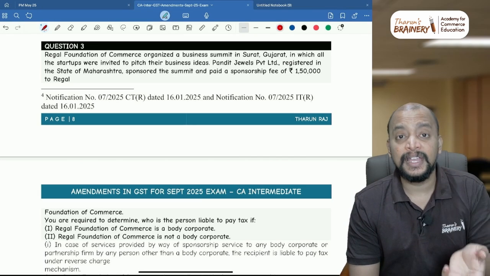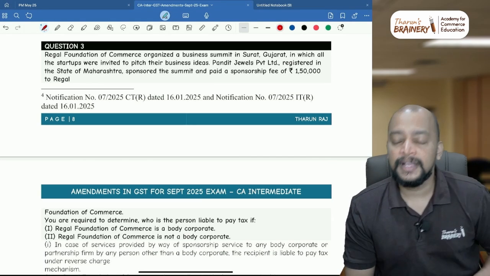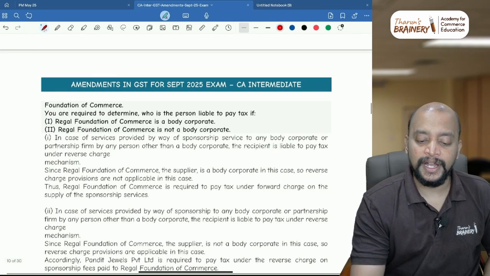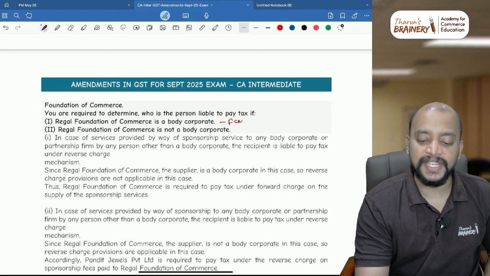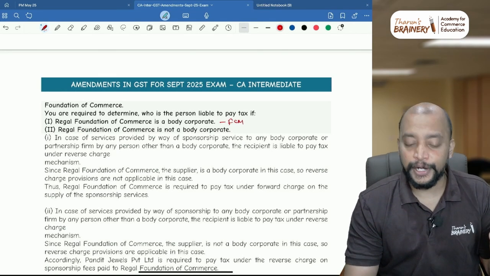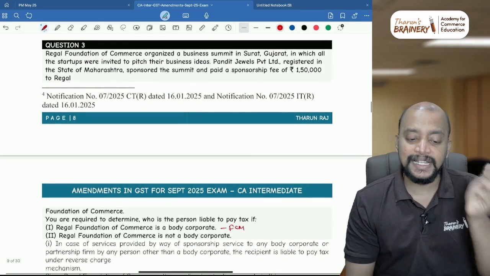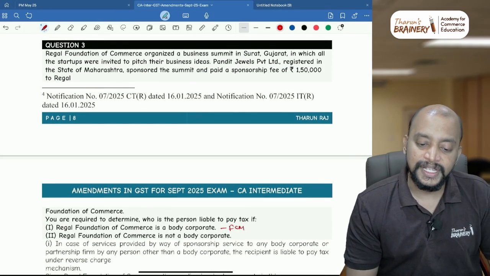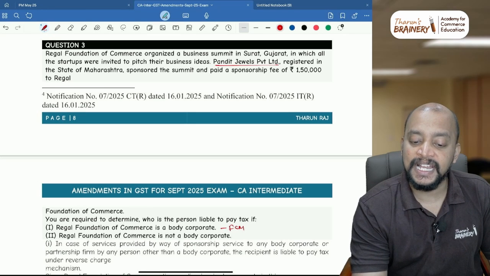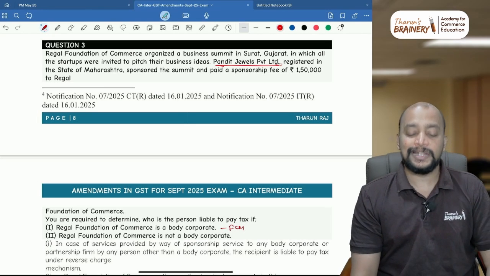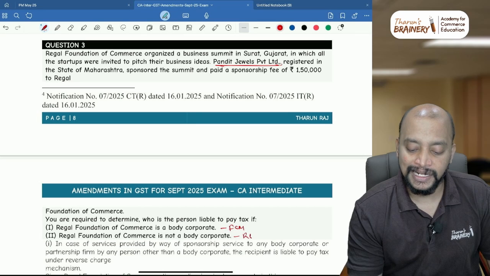Regal Foundation is the organizer, means they are the supplier. As the supplier is a body corporate, it will be coming under FCM. What if they are not a body corporate? If they are not a body corporate, see the recipient. So who is the recipient? Pandit Jewels Private Limited, body corporate. So therefore it will be coming under RCM.